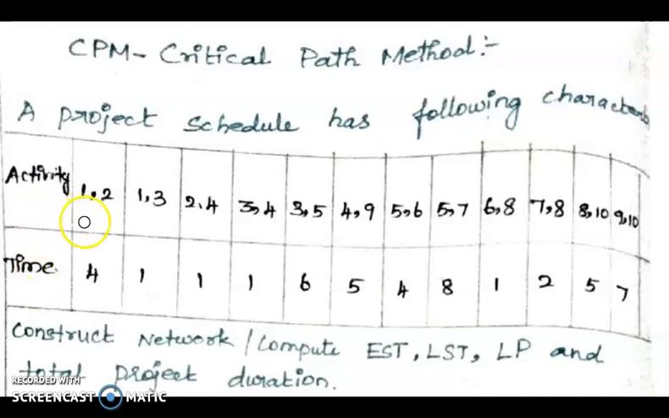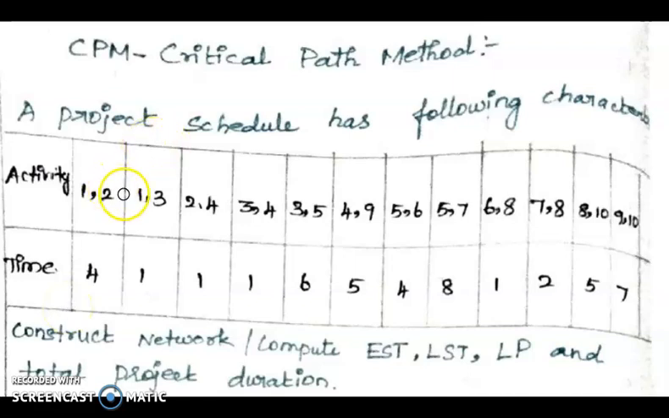The activities are 1 to 2, 1 to 3, 2 to 4, 3 to 4, 3 to 5, 4 to 9, 5 to 6, 5 to 7, 6 to 8, 7 to 8, 8 to 10, 9 to 10, and each activity is given some completion time.